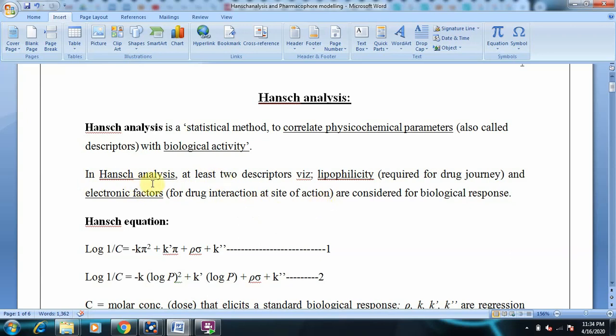So in Hansch analysis at least two descriptors are required. One is lipophilicity, which is required for the drug's journey in the body, and another is electronic factors, because of drug interaction at the site of action.